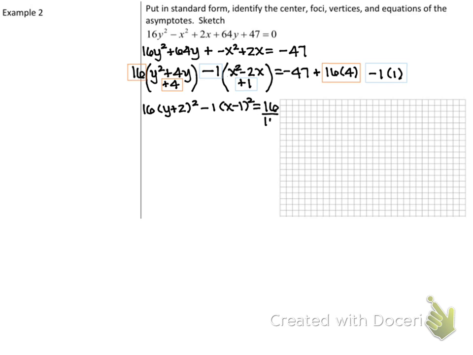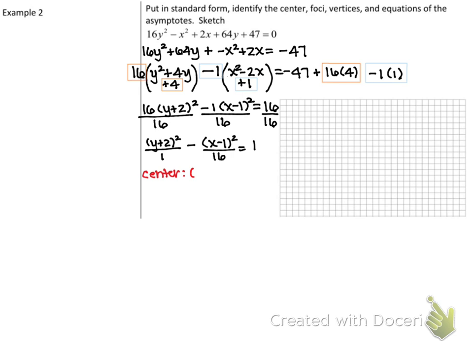So I'm going to divide by 16, divide by 16, divide by 16. So I'm going to get (y plus 2) squared all over 1. You don't have to write the denominator of 1, but I'm going to, just to help myself out. And then minus (x minus 1) squared all over 16. And then 16 divided by 16 is 1.